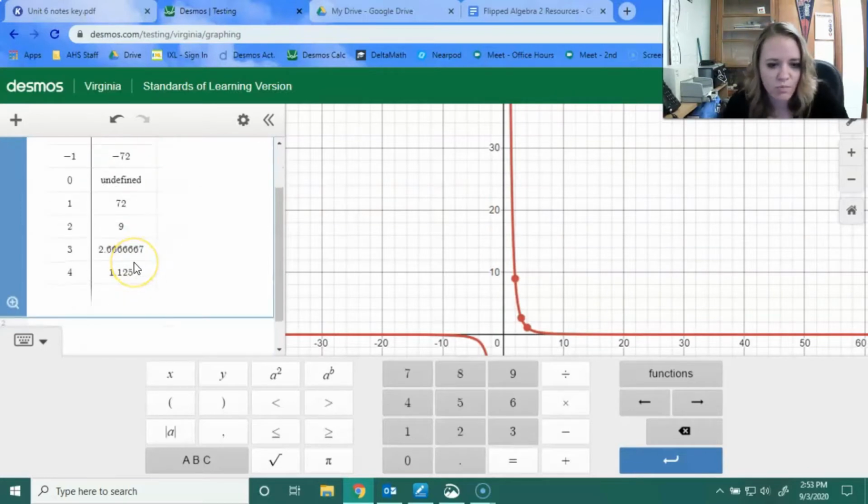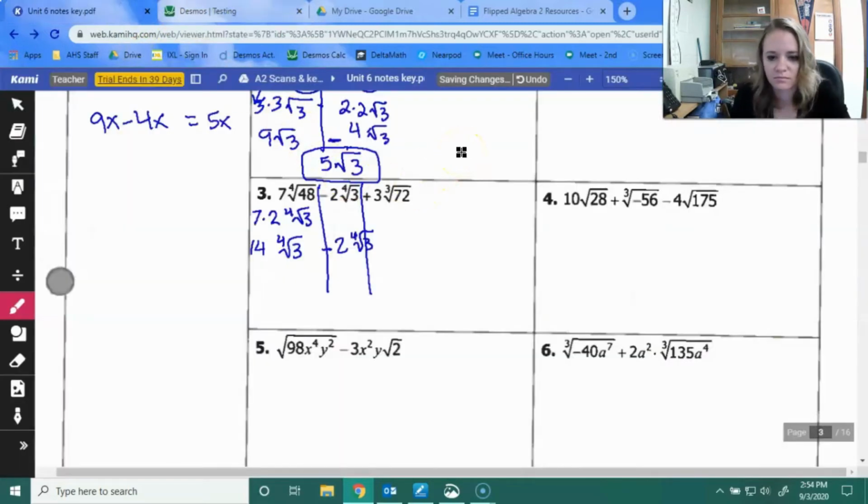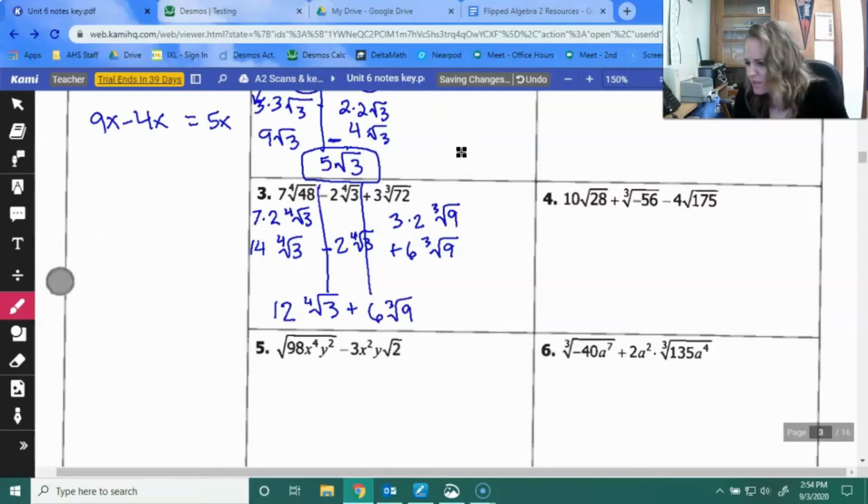And we get 2 and 9. 2, 3rd root of 9. 3 times 2 is 6, 3rd root of 9. And that was a plus. So this is the only thing I can simplify here at the end. 14 minus 2 is 12, 4th root of 3, plus 6, 3rd root of 9. And yeah, that's the answer.